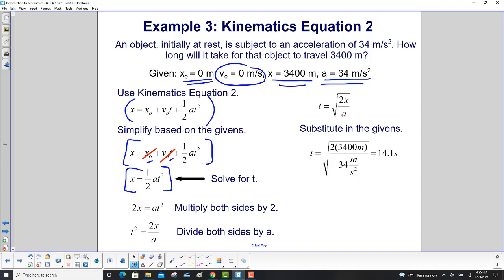Multiply both sides by 2. You get 2x equals at squared. Divide both sides by a, and we're getting closer. We have t squared is 2x over a. Come on up here, we want t, not t squared. So we take the square root of both sides, square root of 2x over a, and finally at the very end, we substitute in our givens over here, carry out the math, and we get 14.1 seconds.